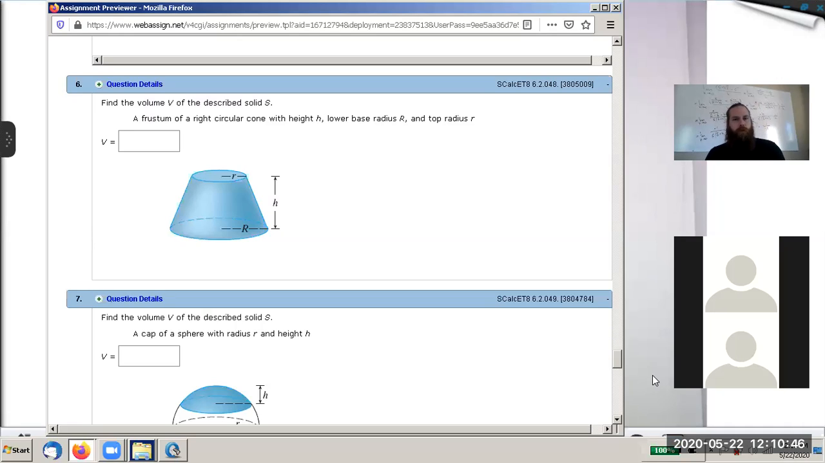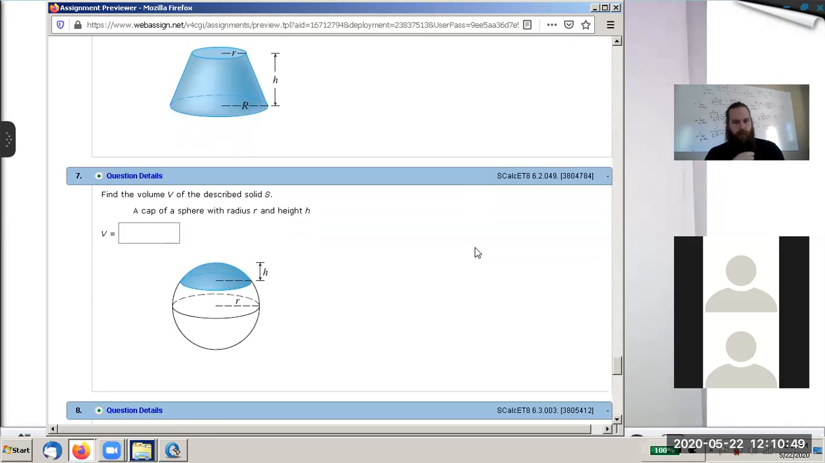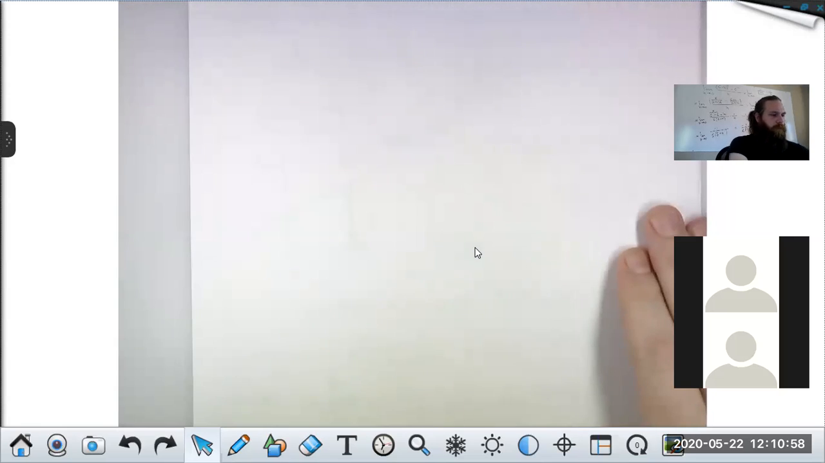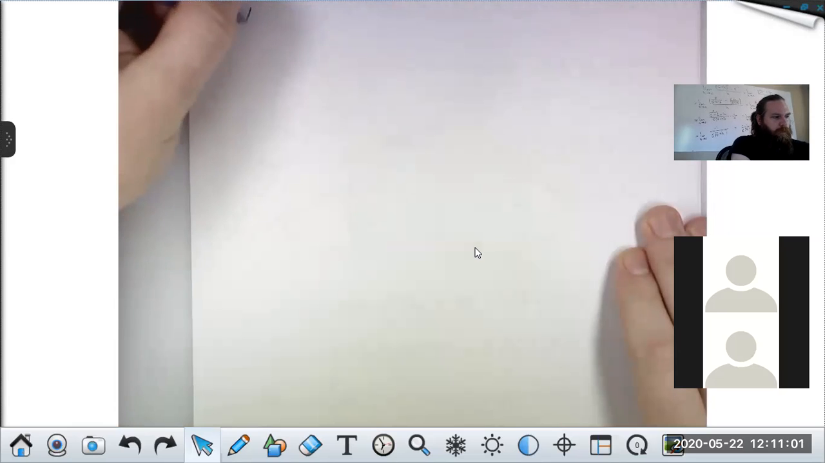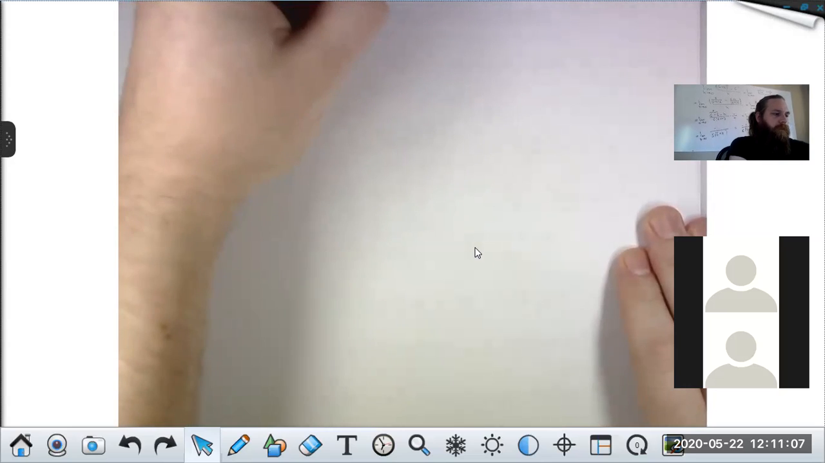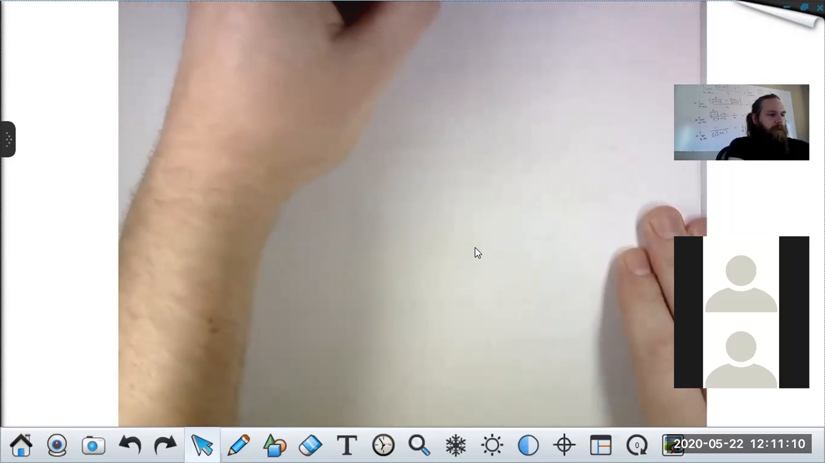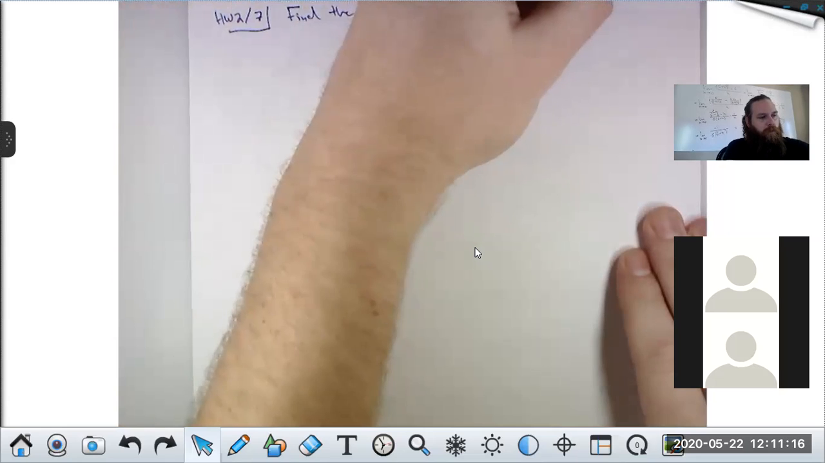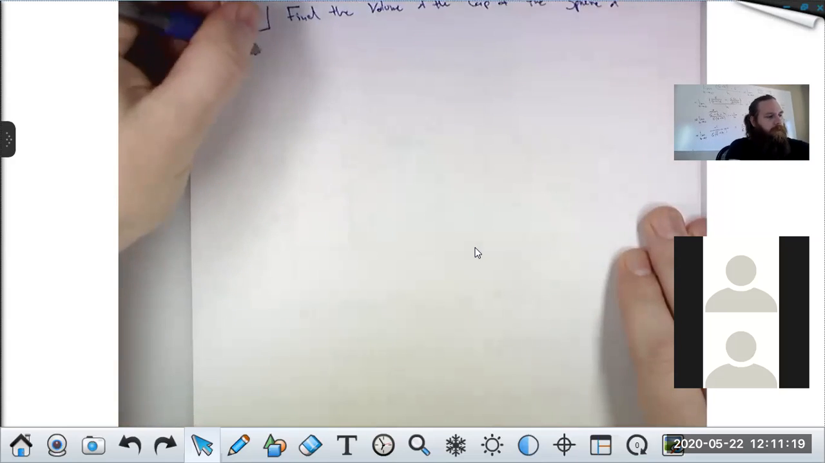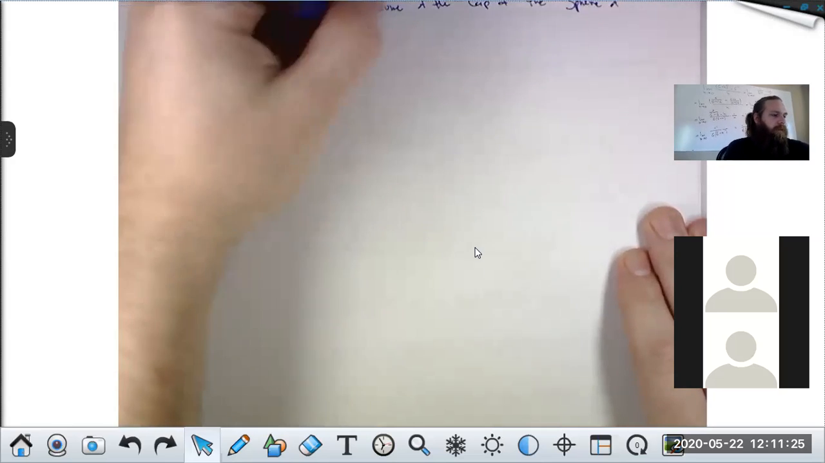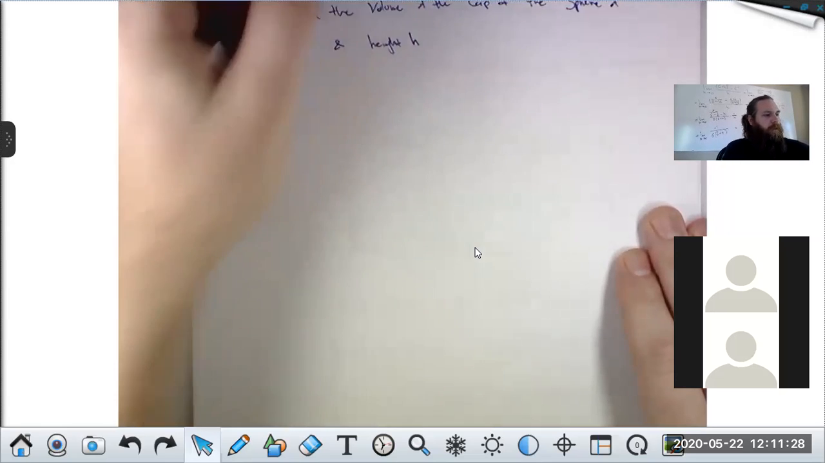So the next one we wanted to see was the sphere, and it's the cap of a sphere. So we want to find the volume of the cap of the sphere of radius r and height h. So I'll draw the picture.